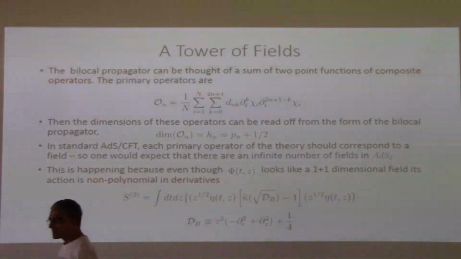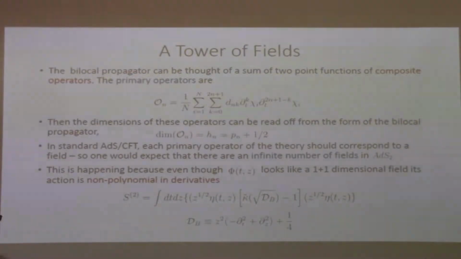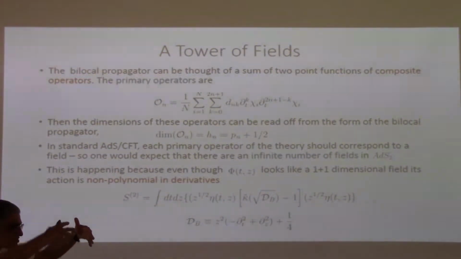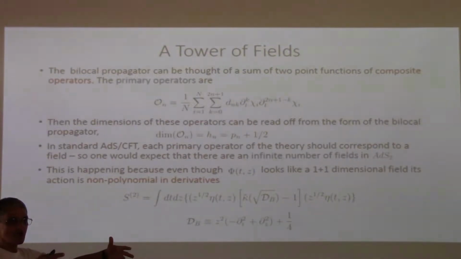Okay, because there are an infinite number of solutions of the spectral equation, you would expect that whatever this theory is, it should represent something which has an infinite number of fields. So it's a tower of fields. In fact, you could try to massage these 4-point functions of the fermions, or 2-point functions of the bilocals, in terms of sums of 2-point functions of composite operators of the theory.